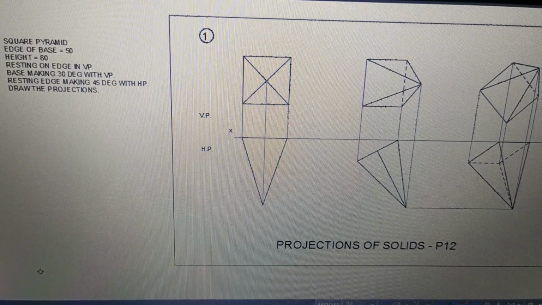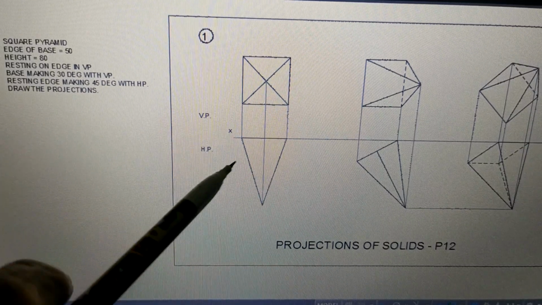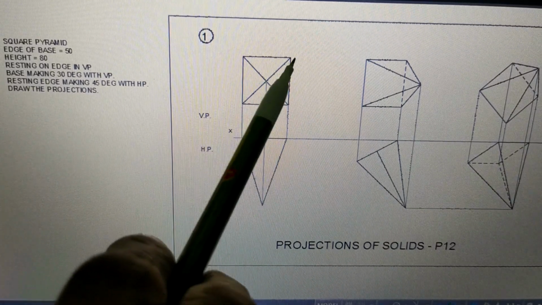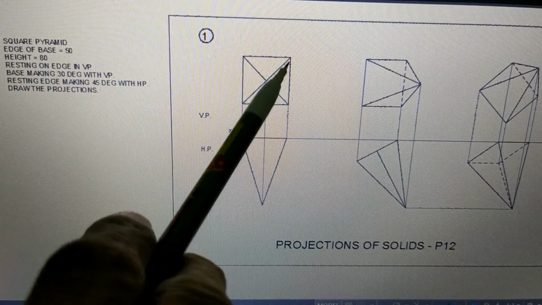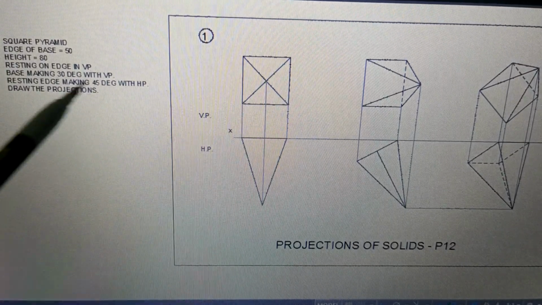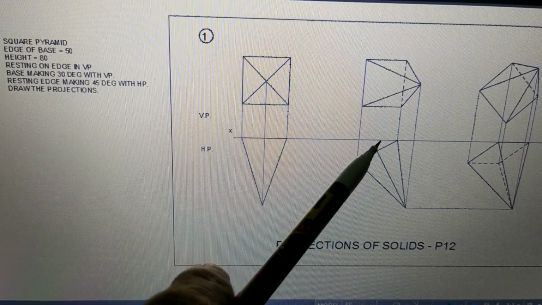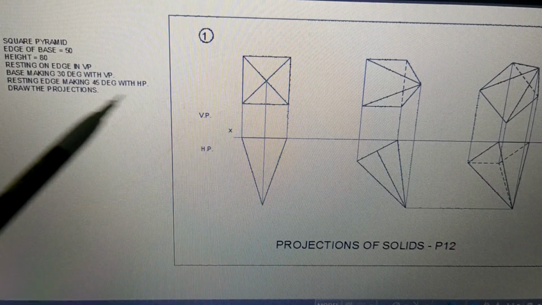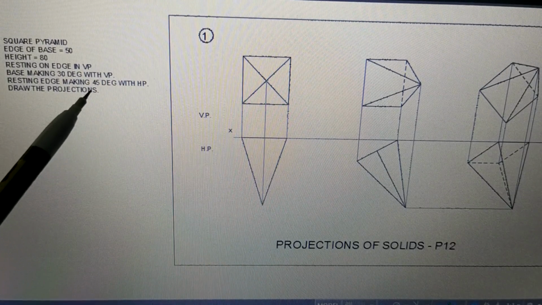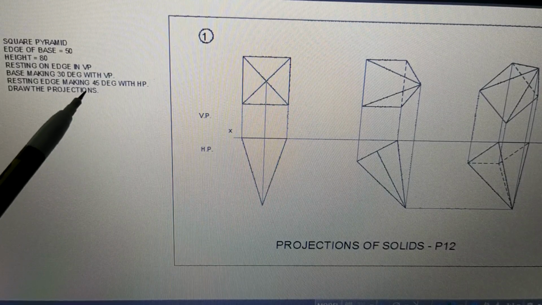So if you see here, it is resting on its edge in VP. Therefore, we have drawn the square shape here, and this is the edge on which it is going to rest. Then the base is making 30 degrees with VP. So the base is now inclined at 30 degrees with VP. The resting edge is going to make 45 degrees with HP. This last, third part is what is going to be new for us.